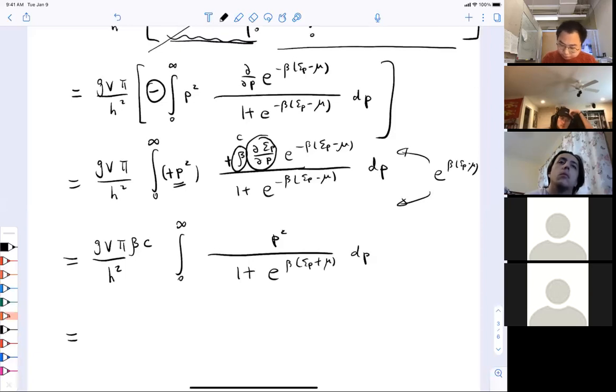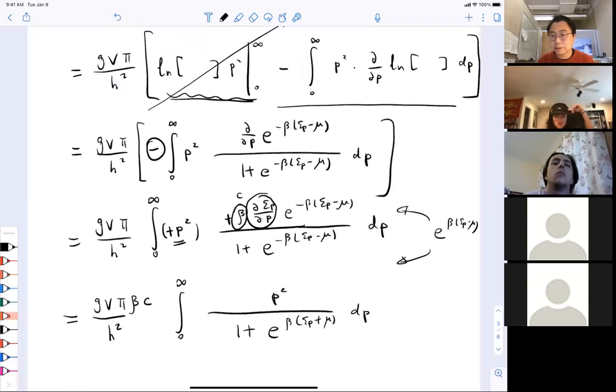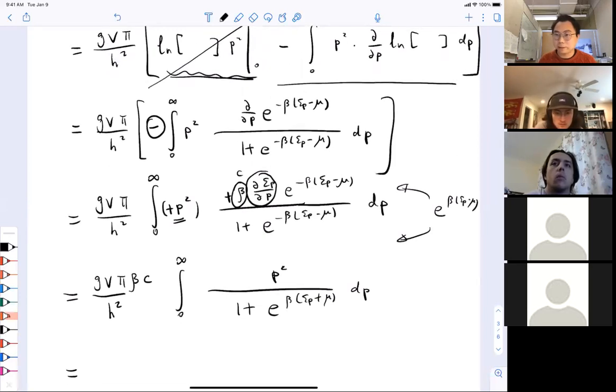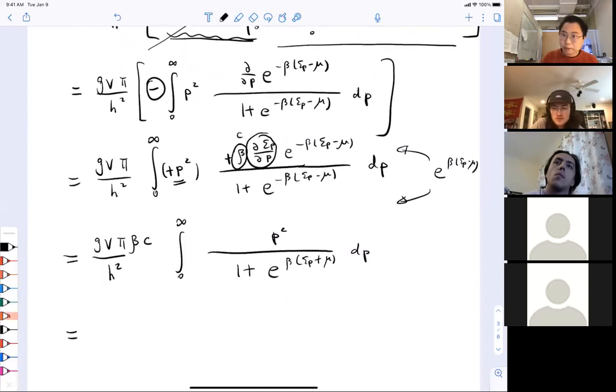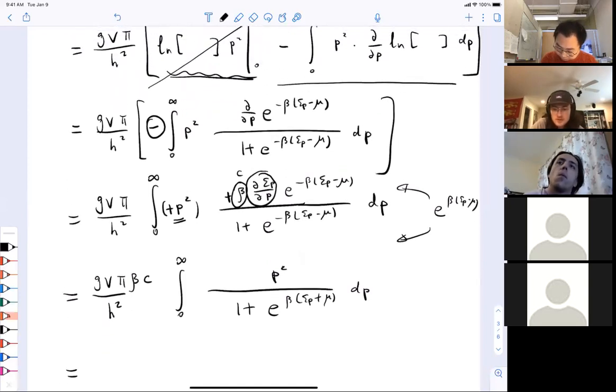And is it clear what I'm doing here? Let me know if there's anything unclear. Should it be epsilon sub p minus mu in the exponential? Absolutely correct.